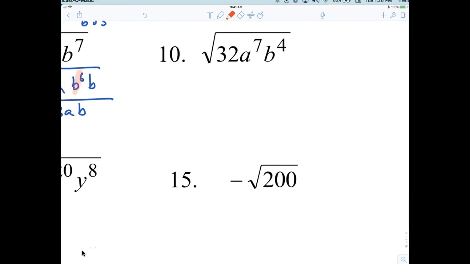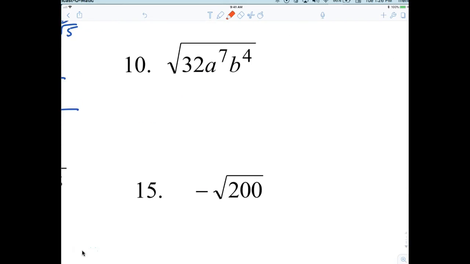Let's take a look at 10. Uh-oh. What's the largest perfect square in 32? 16 and 2. Yeah, good. Not 8 and 4. 16 and 2. So we're going to break that down to 16 times 2, a to the 6th, a. Do I break down b to the 4th? No, that's already a perfect square, so we leave it alone.